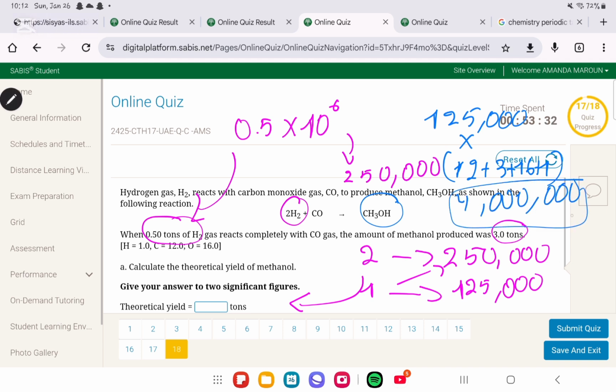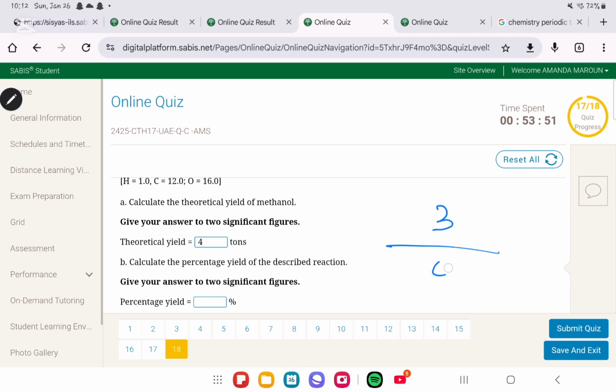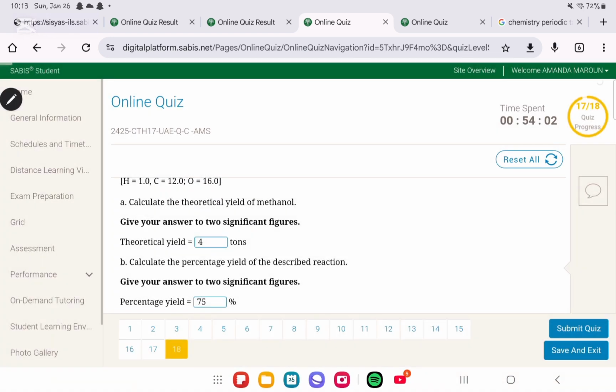Now, we do not need it in grams, we need it in tons, so we're going to divide it by 10 to the power of 6 to get 4 tons. So the theoretical yield is going to be 4 tons. Now, to find the percentage yield, it's going to be the actual yield, which is 3 tons, over theoretical, times 100. So 3 over 4 times 100%, we are then going to get 75%. So let's submit and hopefully we do not have any mistakes.